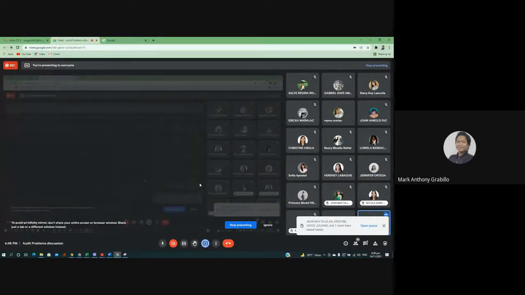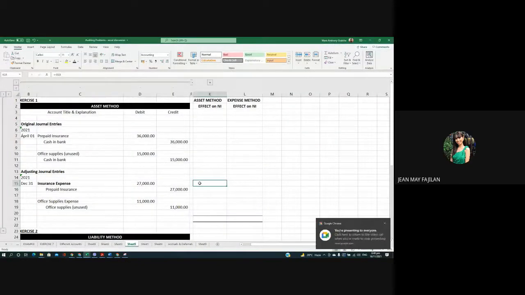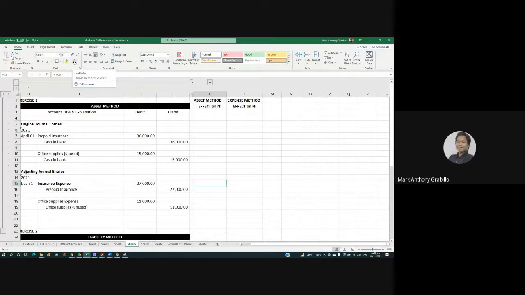Yes, Jean May. Yung net income po, mag-overstated po siya ng 27,000 po. Yes, so that's correct. Overstated siya by 27,000. So kung overstated ang net income by 27,000, ibabawas or idadagdag natin sa net income? Ibabawas, sir. Ibabawas. That's correct. So kapag ibabawas, lagyan nyo ng parentheses.